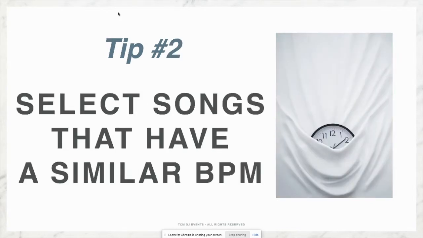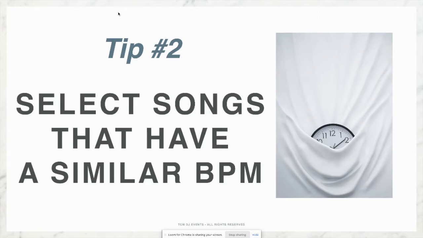So for tip number two, I want you to select songs that have similar BPMs. BPMs means beats per minute, also known as the tempo of the song. So the higher the BPM, the faster the song is. And even though you may select two songs that are the same genre, they still may be very different in their tempos. For instance, house music started out at 120 BPM, but now house music could go anywhere from 120 BPM to like 140 or 145 BPM.